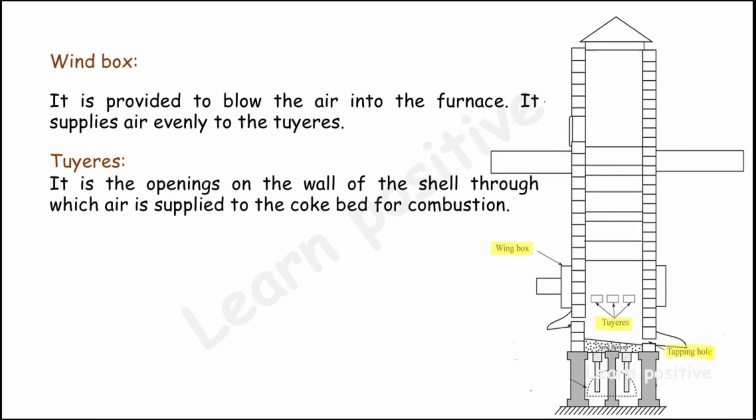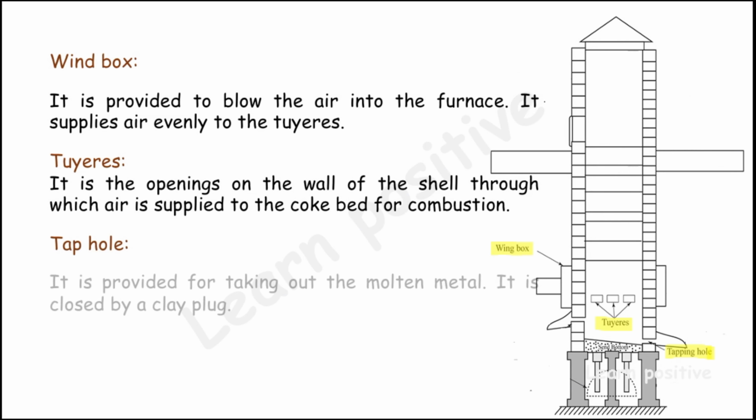Tuyeres are the openings on the wall of the shell through which air is supplied to the coke bed for combustion. Tap hole: it is provided for taking out the molten metal. It is closed by a clay plug. After the molten metal is formed, we break the clay plug and collect the molten metal into a crucible.